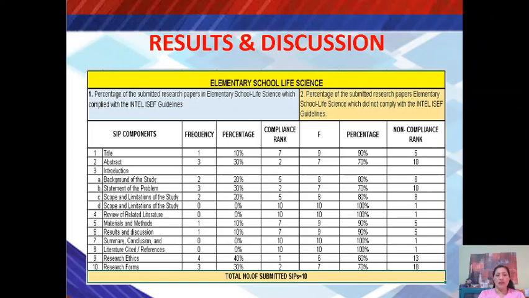For the results and discussion, in elementary level, out of 8 or 100% submitted SIPs, consolidated results show that 40% complied with the INTEL ISEF guidelines in writing the research ethics, followed by research forms, abstract and statement of the problem with 30% compliance. On the other hand, 100% of the scope and limitations, review of related studies, summary, and literature cited had the least number of compliance among the SIPs, followed by the title, which is 90%.